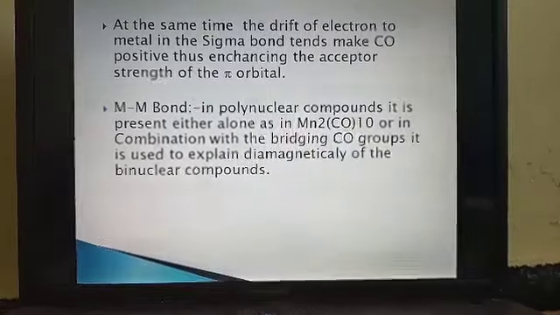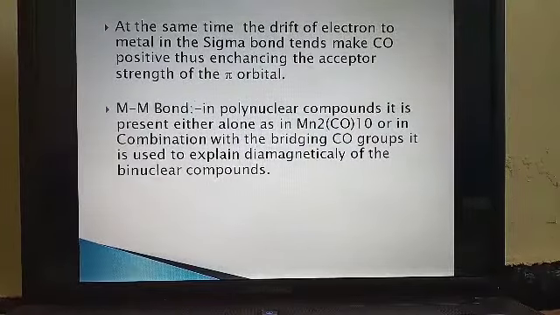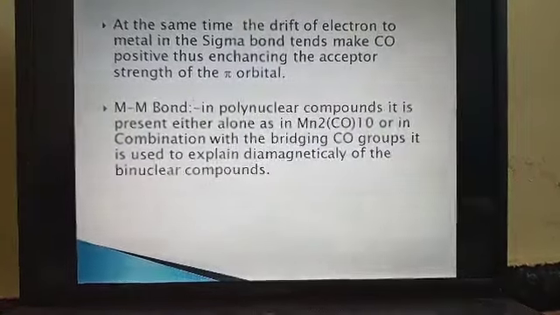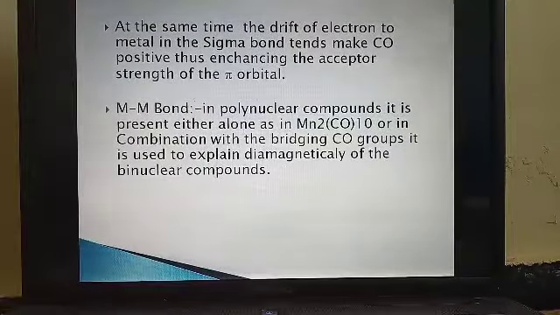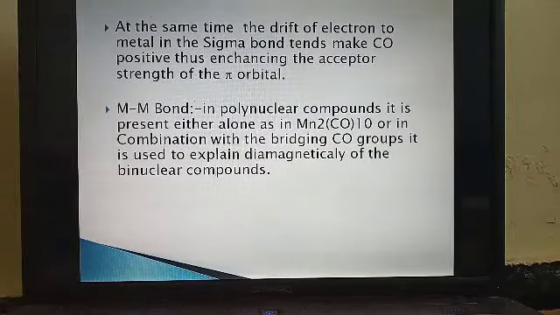So the last one is metal-metal bonding, which in polynuclear compounds is present either alone as in Mn or in combination with the bridged CO group.